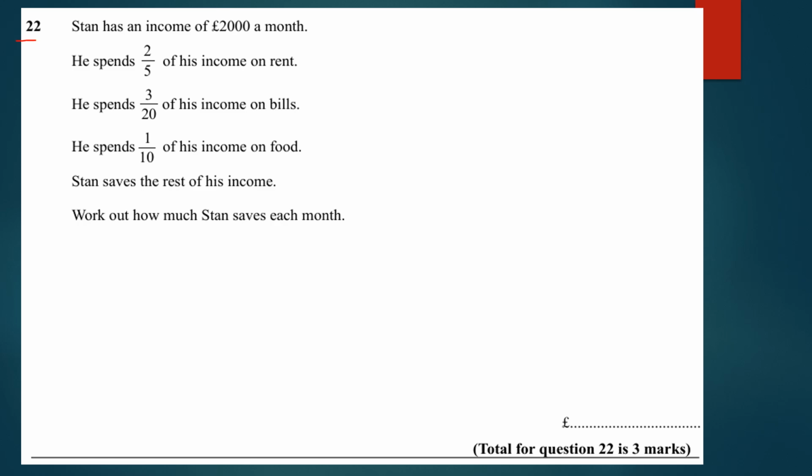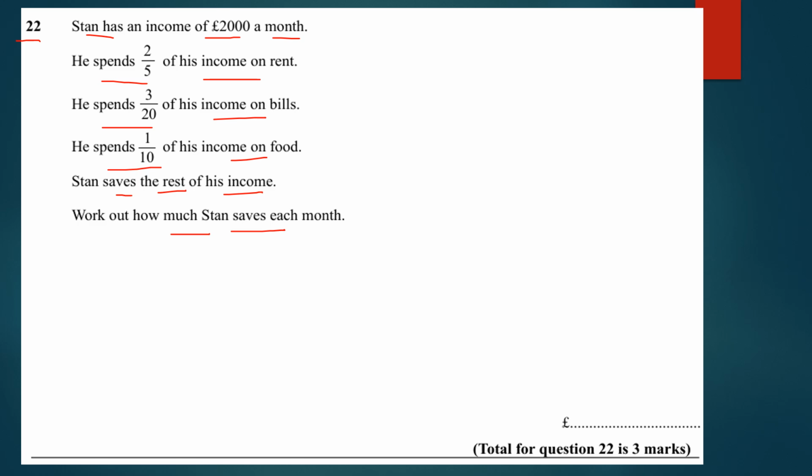Okay, next question. So question 22, again a typical real life question. Stan has an income of £2,000 a month, or 2 grand. He spends 2/5 of his income on rent. He spends 3/20 of his income on bills. He spends 1/10 of his income on food. Stan saves the rest of his income. Work out how much Stan saves each month.